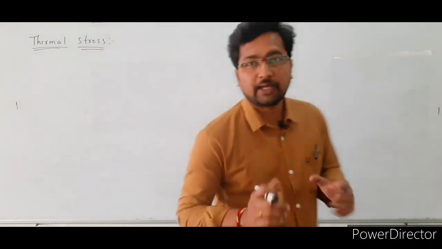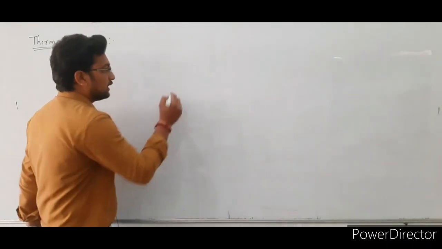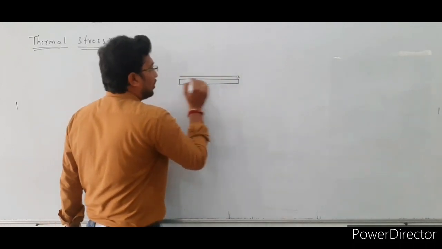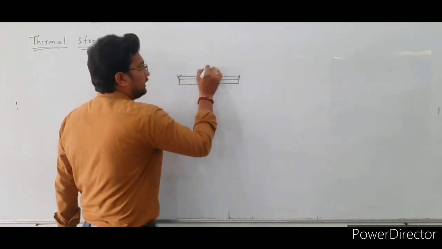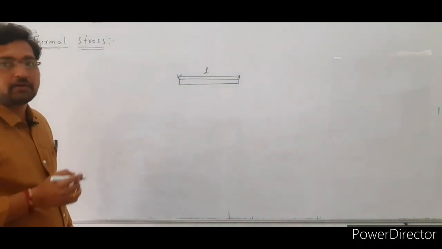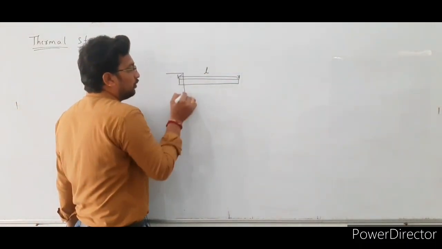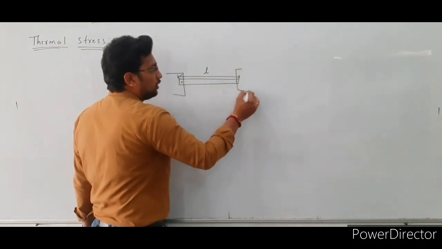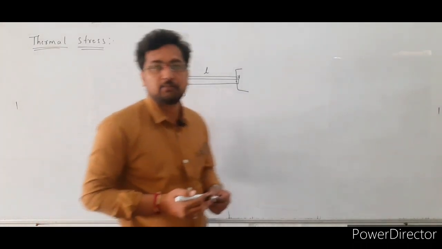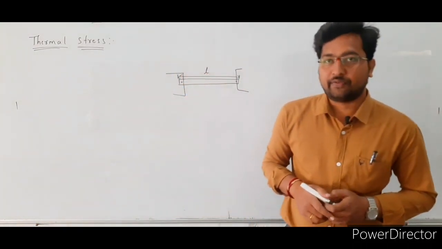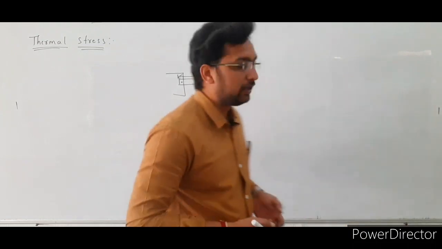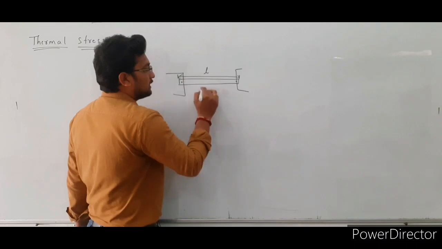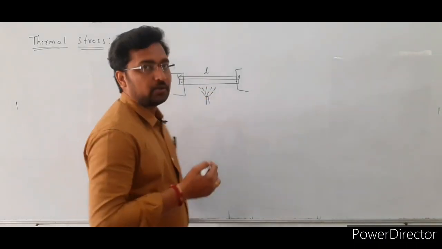In this case we are going to consider a rod. Consider this is a metal rod. The length of this metal rod is L, which indicates the initial length of the rod. This is the first end of the rod and this is the second end of the rod. Both ends of the rod are rigidly fixed. Afterwards we are going to supply some amount of heat energy to the rod.